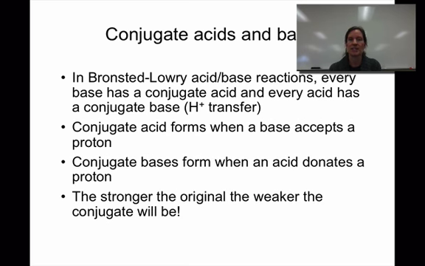So that's all it says. Conjugate acids form when bases accept protons. Conjugate bases form when acids donate. So that new compound is available to do the reverse.